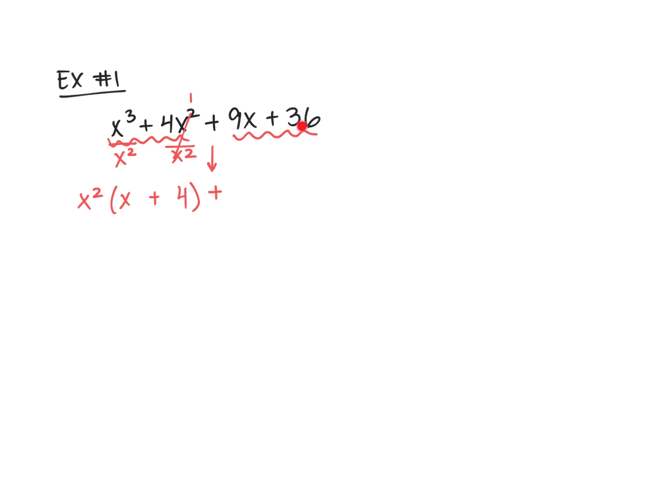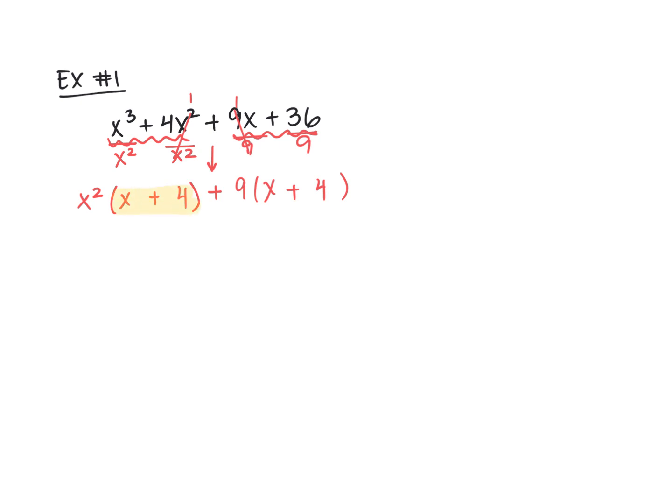Now in the second two terms, we want to find another GCF. So between 9x and 36, it appears we can divide them both by 9. So we write the 9 followed by an open parenthesis, and then we're going to divide each piece by 9. So in the first set, the 9's cancel to 1. 1 times x is just x. We're going to bring down the plus sign, and then we're going to do 36 divided by 9, which is 4.